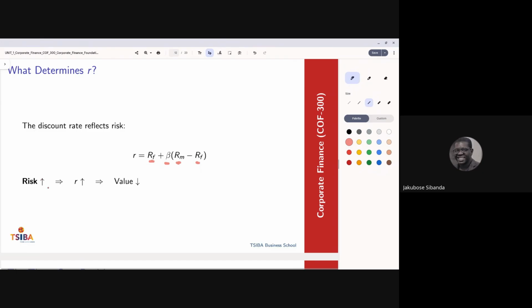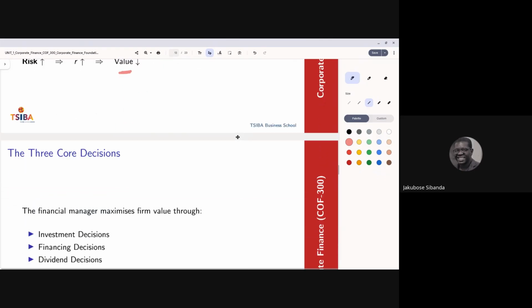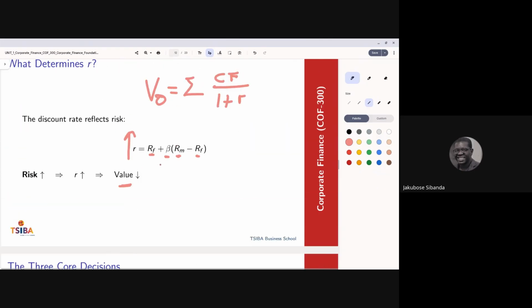So for risk to be high, it means this R is high here. But we know from our formula, which was the summation, and then we've got CF, then we've got 1 plus R. When the R becomes high, the value goes down. We know that. Right. So I'm going to try and unpack some of the points here. So what is this RF? RF is the risk-free rate.